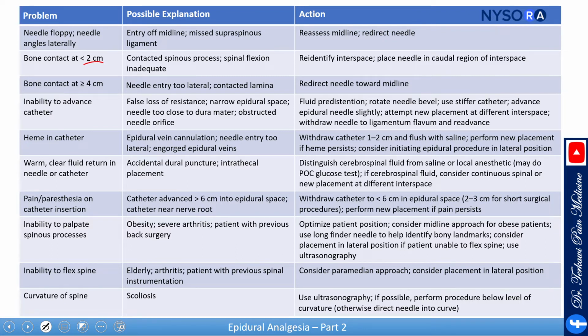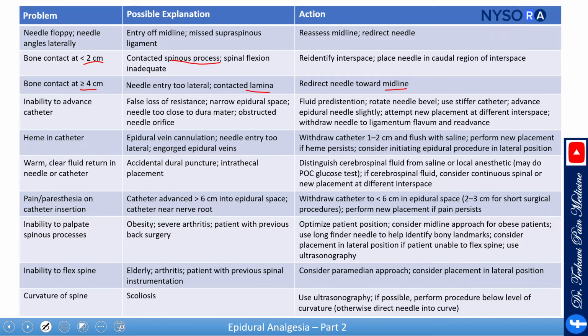That's most likely your spinous process, the patient's spinous process. So re-identify the interspace and place the needle in the caudal region of the interspace. If bone is contacted at more than 4 centimeters, then most likely you are lateral and contacting the lamina, so redirect the needle toward the midline.